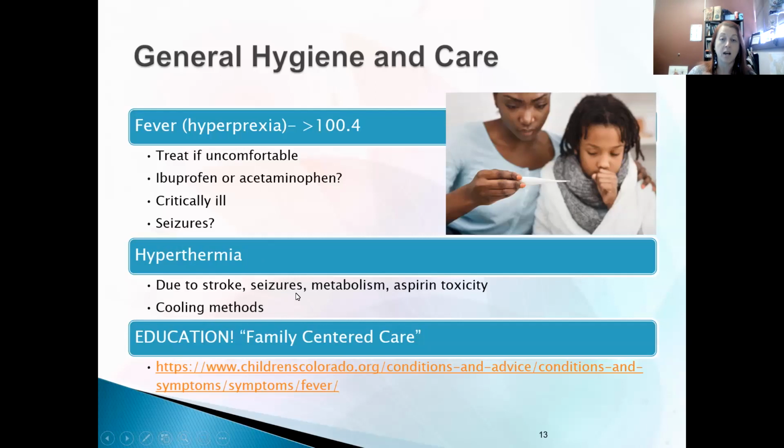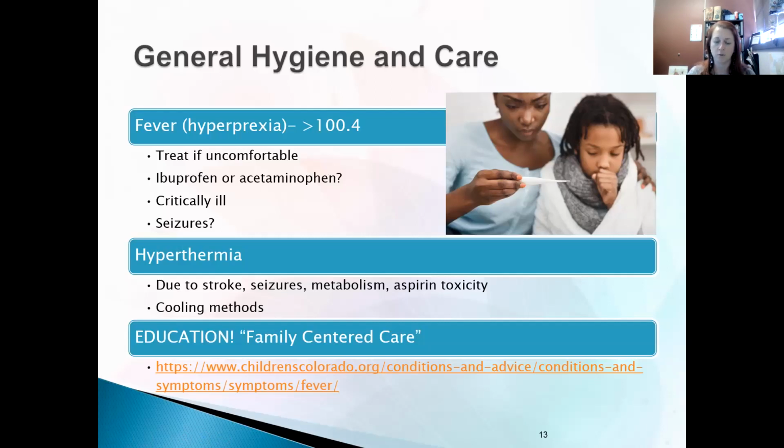So that would be like ice packs, or we have these cooling blankets called bear huggers that you can make cold or hot. Those can be used for cooling methods for this patient. But the fever, the hyperpyrexia, you can use both. You can use cooling methods and ibuprofen and acetaminophen for that patient. Hyperthermia, just cooling methods are going to be effective. So knowing why your patient has a fever is important.